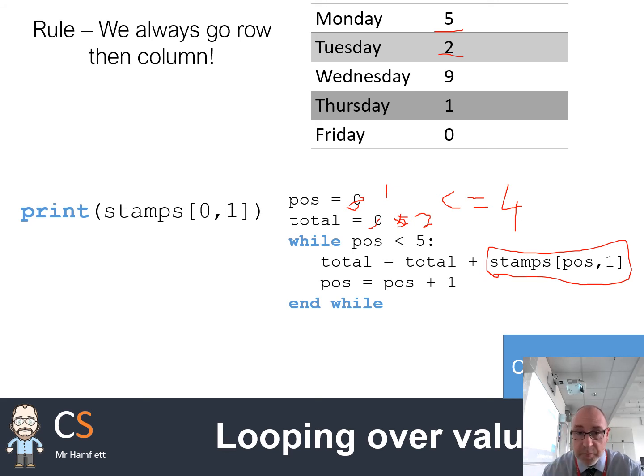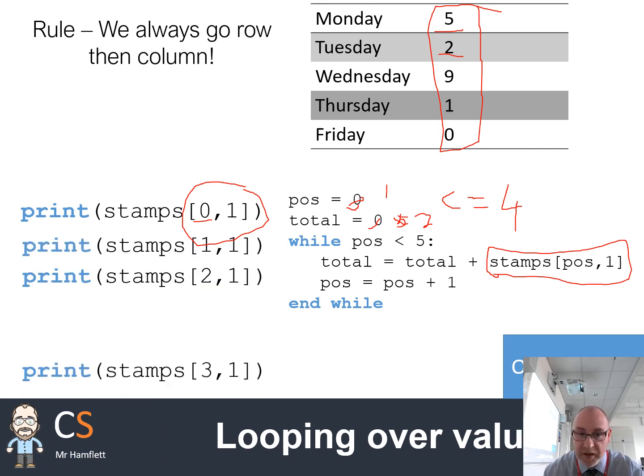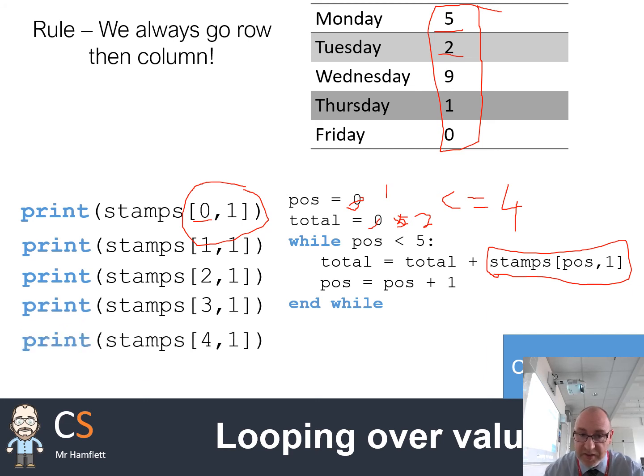Okay, so the key to this one is there's only one value changing, which is the first one. The row is changing, but the column is staying the same because I'm trying to add up all these numbers here. Therefore, the column stays the same, but what's changing is the row. And you can see that's going to create the same kind of pattern as what's shown on the screen as well.